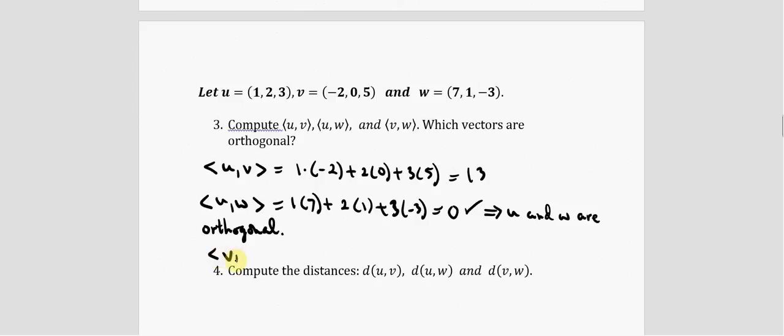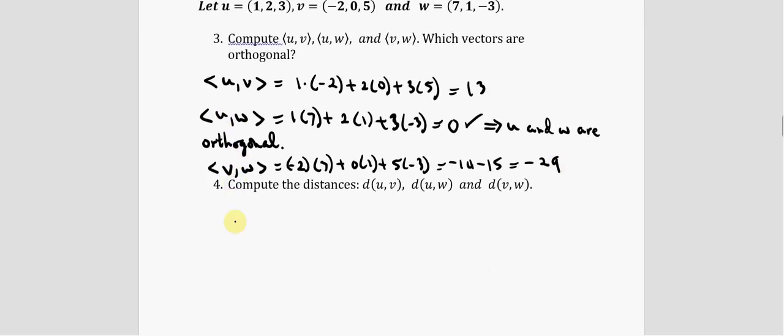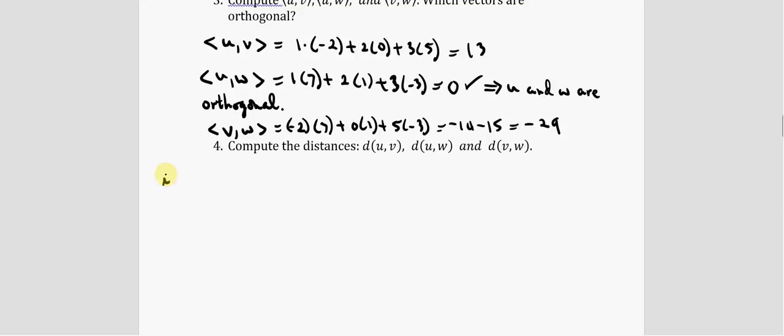Now the inner product of v with w. This is negative 2 times 7 plus 0 times 1 plus 5 times negative 3. So that's negative 14 minus 15, we get negative 29. So the only two that are orthogonal are u and w. Compute the distances. So the distance between u and v, this is the norm of u minus v.